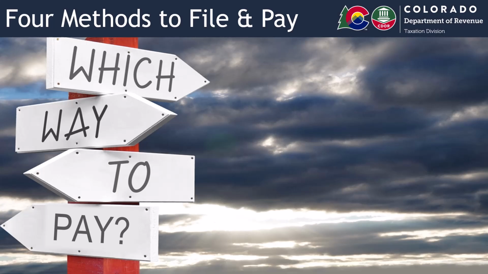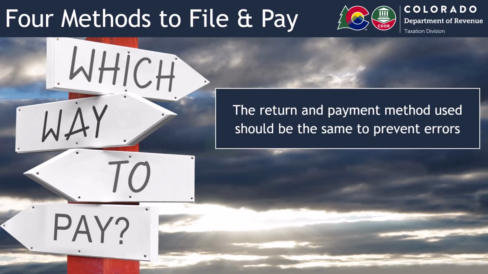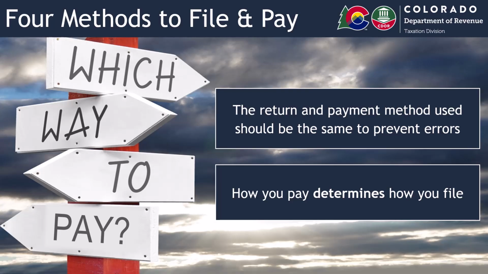When it comes to remitting withholding taxes, there are two very important things to remember. One, the return and payment method used should be the same to prevent processing delays and errors. Two, when it comes to Colorado withholding taxes, how you pay determines how you file. There are four primary methods to file and pay withholding taxes.